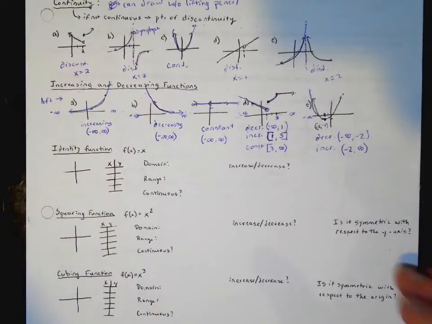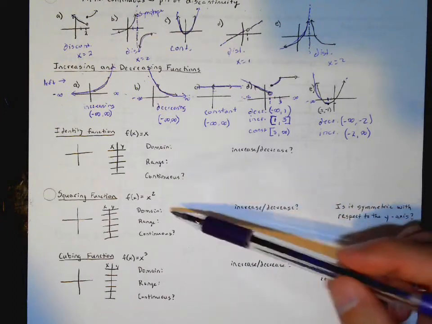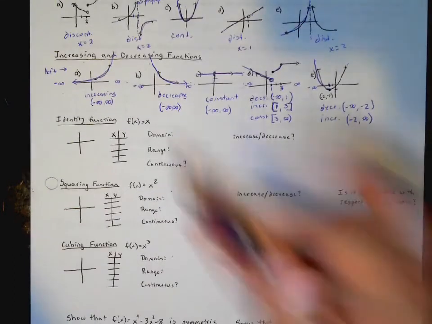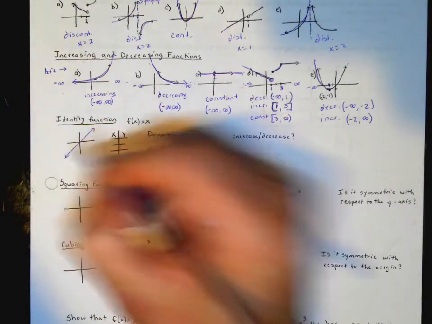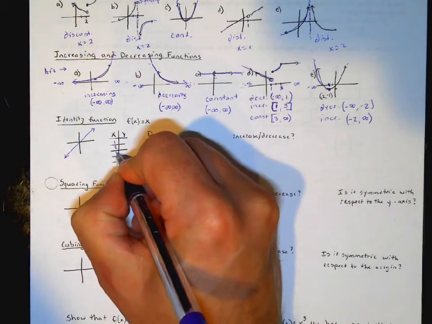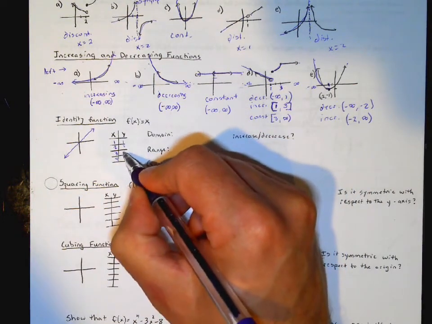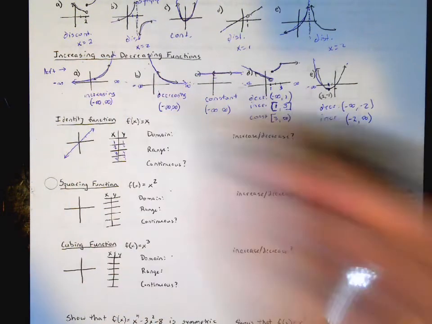Okay, next we're going to look at 3 different functions. We're going to look at y equals x, y equals x squared, and y equals x to the third. Okay, so for y equals x, this graph looks like this. For every x, if I plug that in, I get an output that's the same thing. So 1, 1, 2, 2, 3, 3, 4, 4, there's that function.